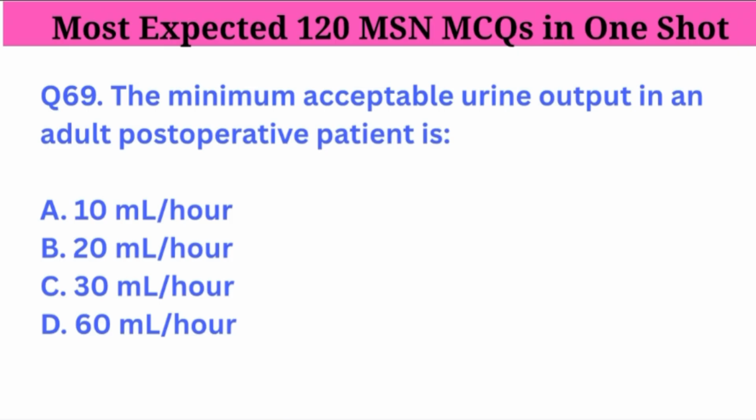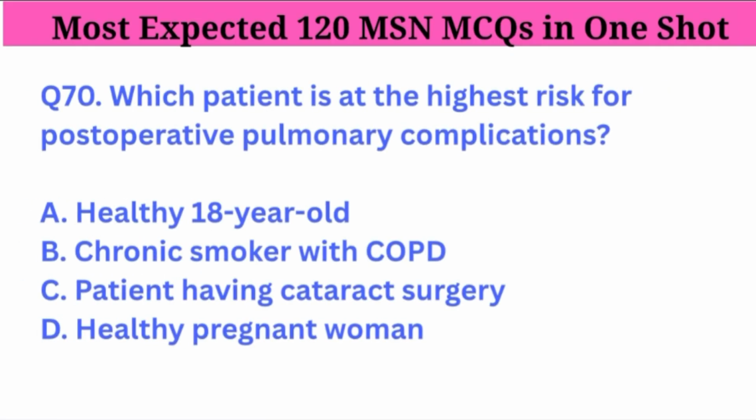The minimum acceptable urine output in an adult post-operative patient is. Your correct answer is option C, 30 ml per hour. Which patient is at the highest risk for post-operative pulmonary complications? Your correct answer is option B, chronic smoker with COPD.